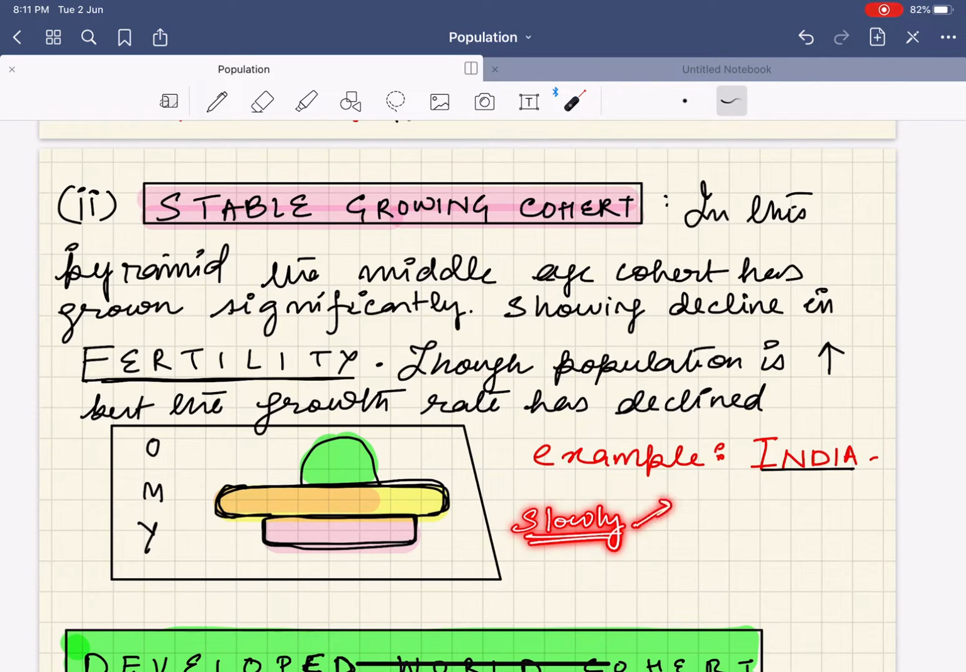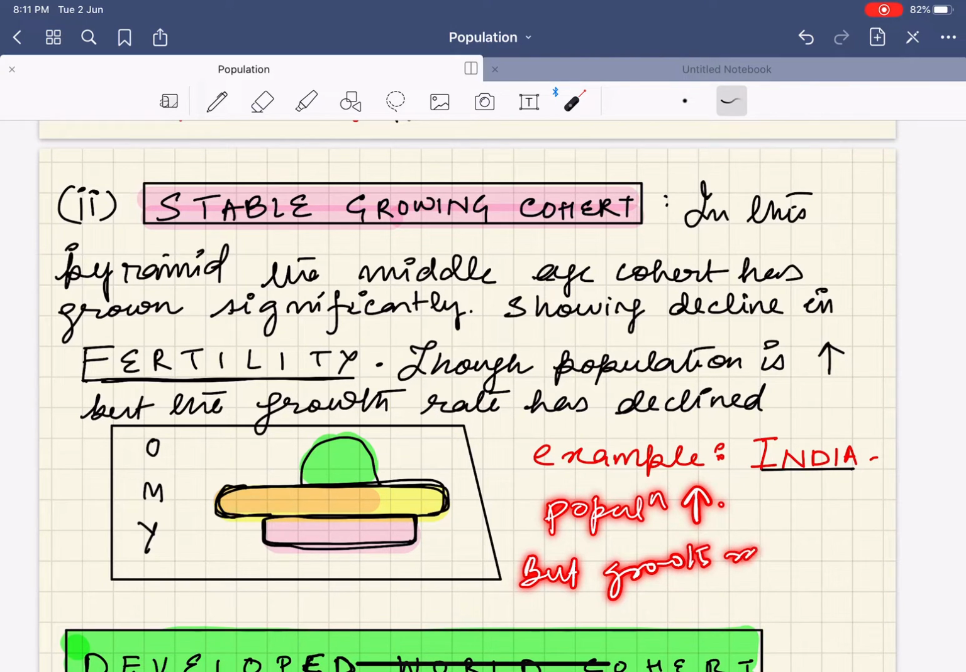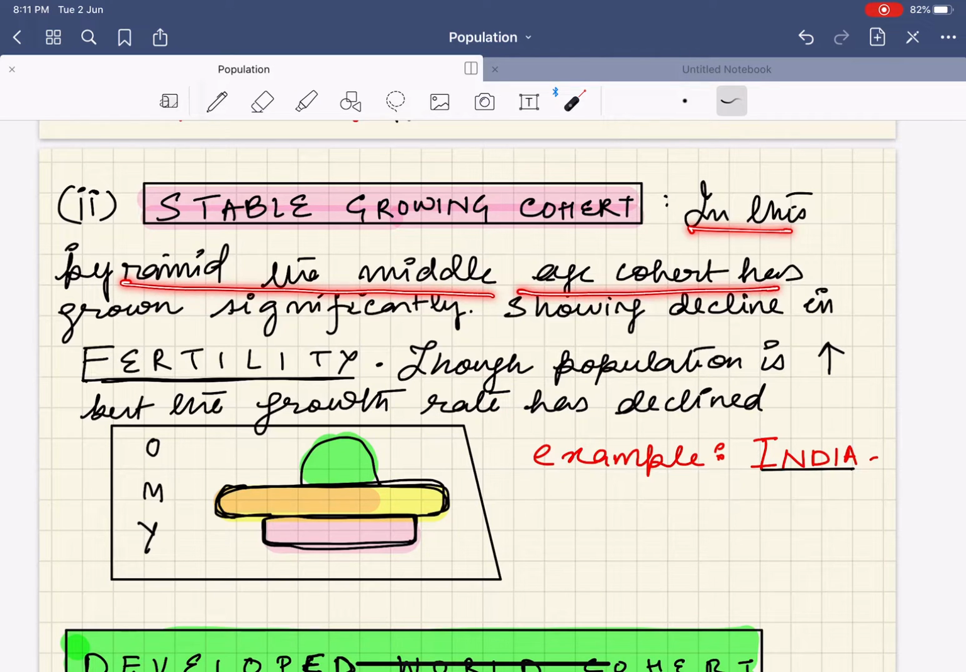Or we can say that though the population is growing, the growth rate is declining. Understand this. In the stable growing cohort, though the population is increasing, the rate at which the population is growing is significantly declining. Why? We'll read the statement first. In this pyramid, the middle age cohort has grown significantly, as we have already discussed, showing the decline in fertility.